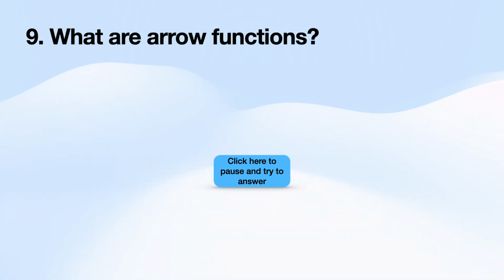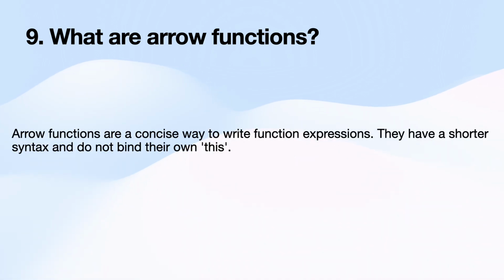9. What are arrow functions? Arrow functions are a concise way to write function expressions in JavaScript. They provide a shorter syntax compared to traditional function expressions. One key feature of arrow functions is that they do not bind their own this value, instead inheriting it from the enclosing scope. This makes them particularly useful in certain contexts, such as when working with callbacks or methods that require preserving the lexical scope.